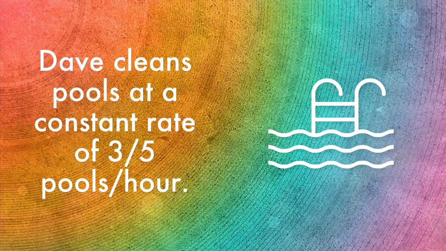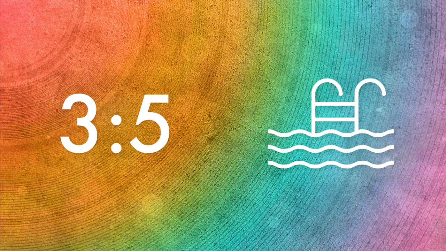So 3/5 multiplied by 5 will give us 3 whole, and that 1 hour multiplied by 5 will give us 5 whole. Or another way to say this is that the ratio of pools to hours is 3 to 5. Because remember, we multiplied 3/5 by 5, and to make it equivalent, we had to multiply the other side by 5, giving us 3 to 5.